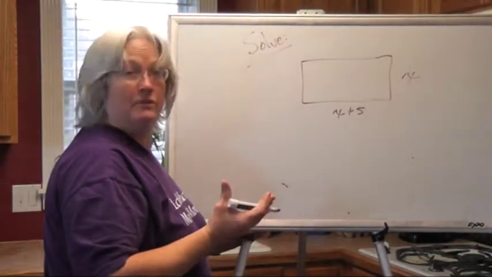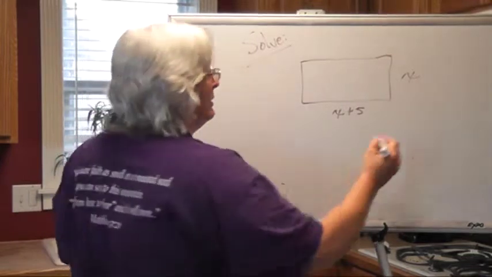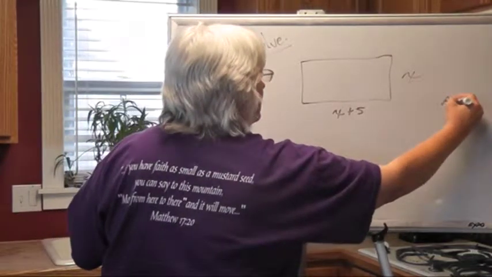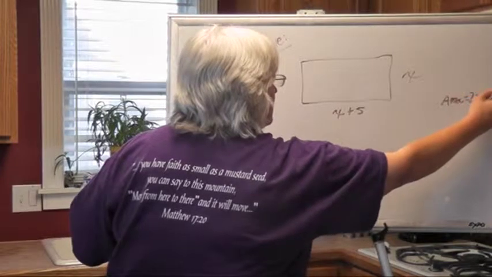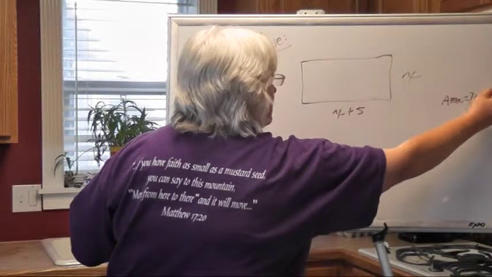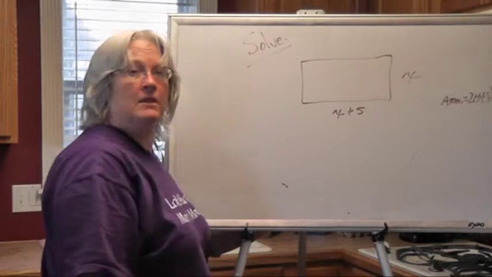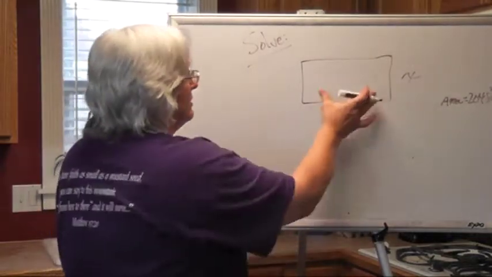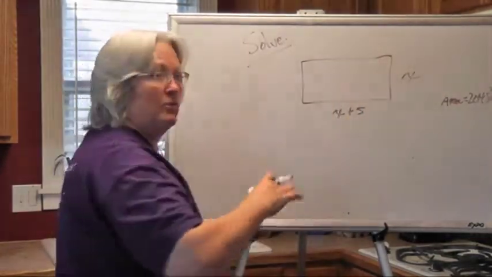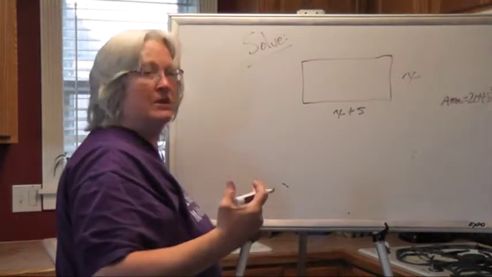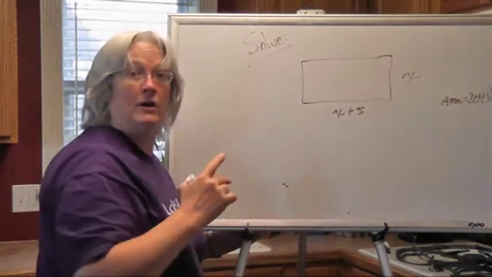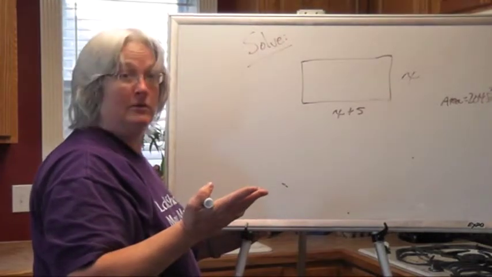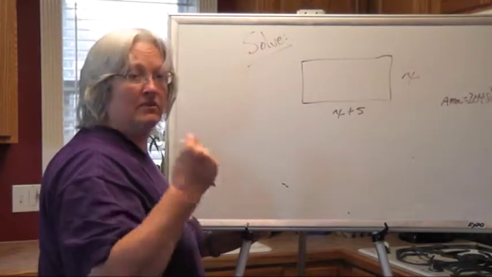And what other piece of information do we have? Well, we have that the area of the room is 204 square feet. It's 204 square feet to cover the entire floor. You know that it's area because it's square feet. How do you find area of a rectangle? You should not even have to think about it.